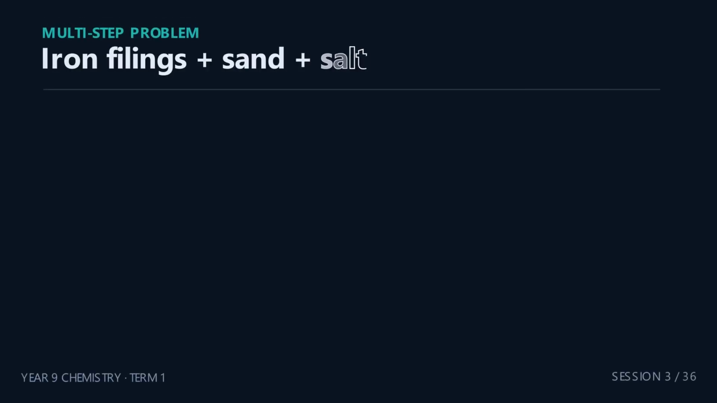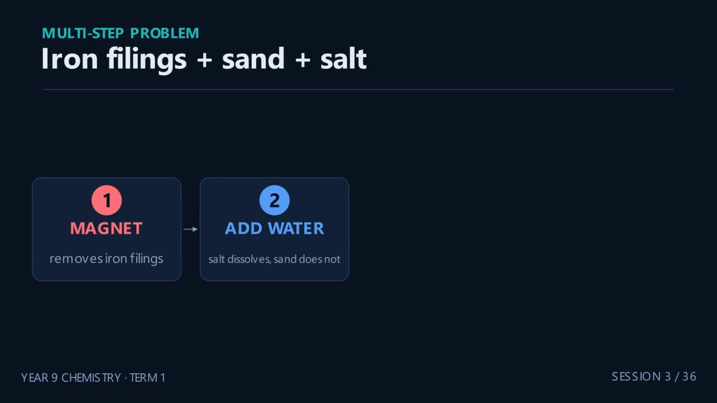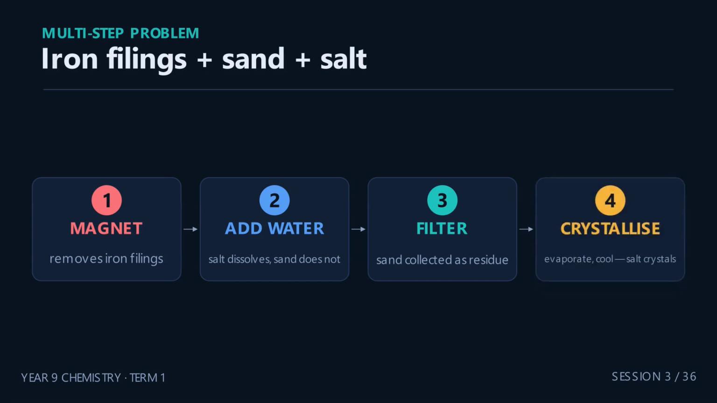Now the classic multi-step problem. Separate a mixture of iron filings, sand, and salt. Here is a sensible sequence. Step 1. Use a magnet to remove the iron filings. Step 2. Add water so the salt dissolves but the sand does not. Step 3. Filter. The sand stays on the paper as the residue. Step 4. Evaporate some water, then cool the concentrated solution, and the salt crystallizes. 4 steps, and each one uses a different physical property.